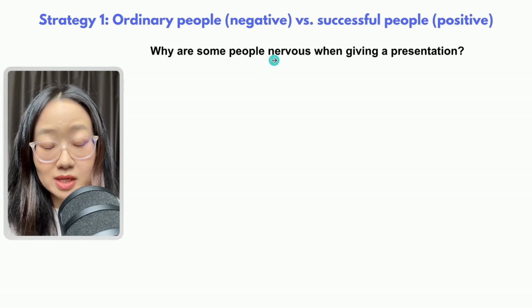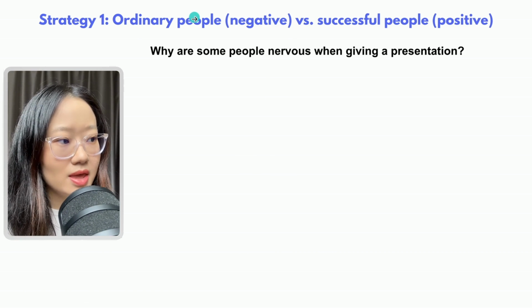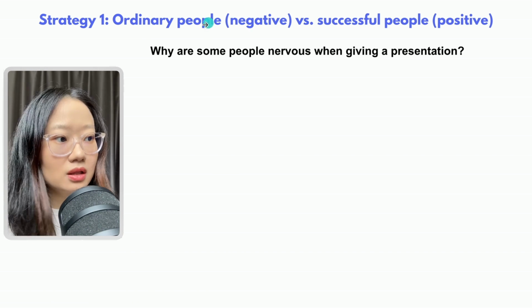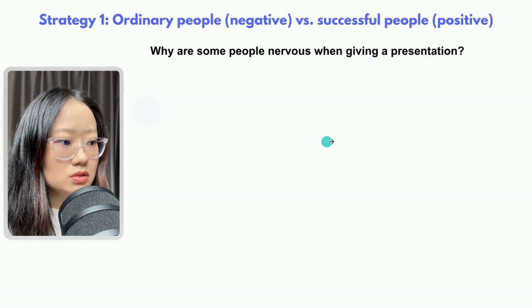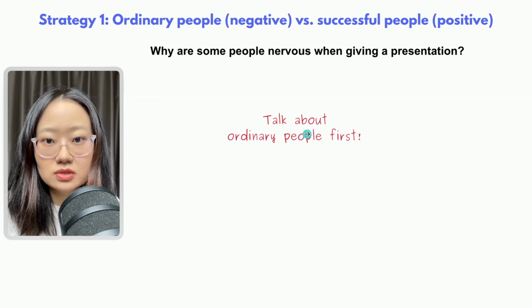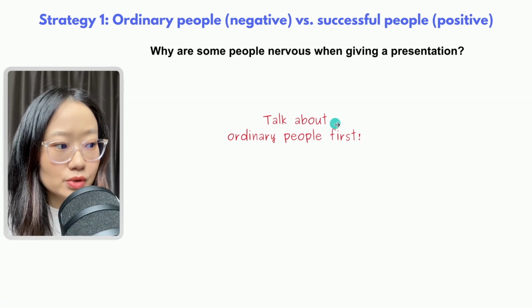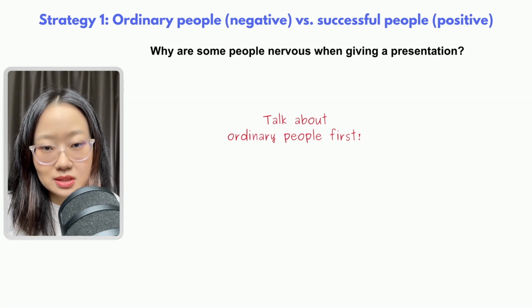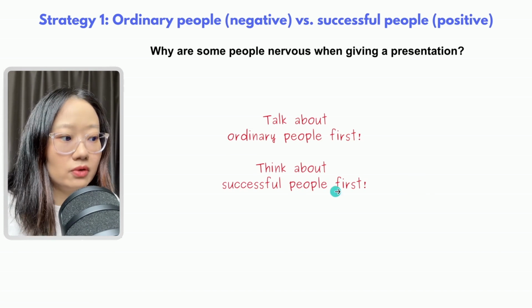This question will become much easier to answer if we criticize ordinary people and praise successful people. This helps us find ideas that are much easier to develop. So in our answer, we talk about ordinary people first. Don't talk about successful people first, because when I did that, the examiner asked me to talk about people in general instead. So we talk about ordinary people first, but you may find it easier to generate ideas if you think about successful people first.